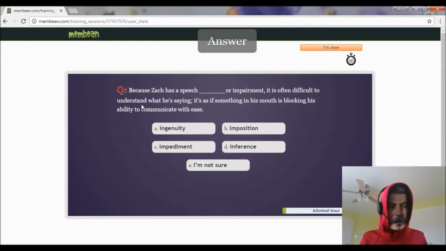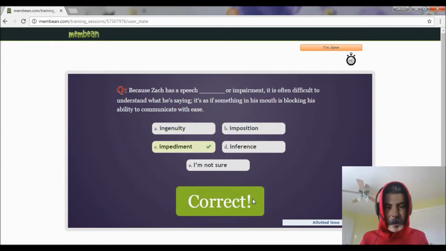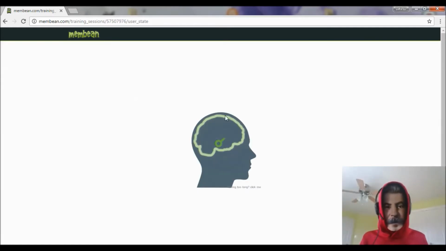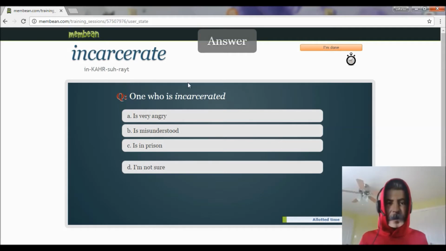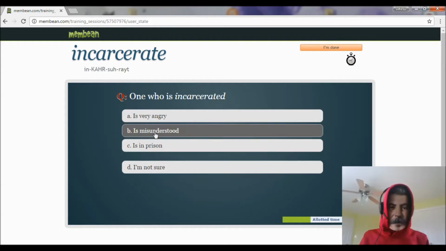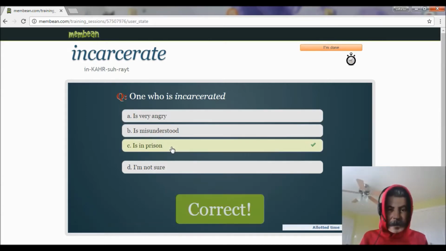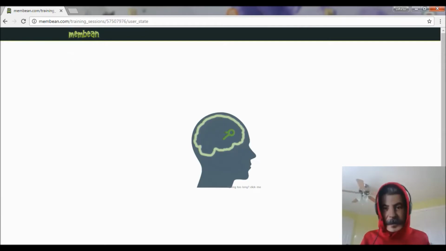Alright, question. Because Zach has a speech blank, it is often difficult to understand what he's saying, as if he has something in his mouth. Impediment. Correct. Stalin has speech... opposite of impediment. Okay. One who is incarcerated is in prison. Correct.